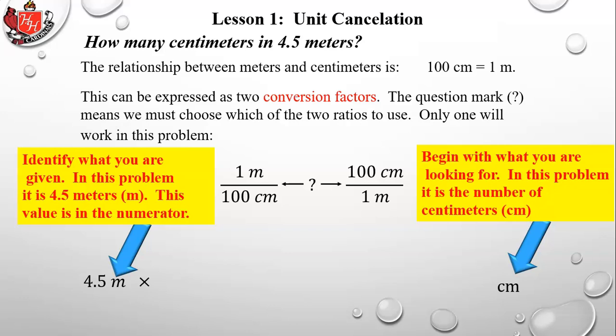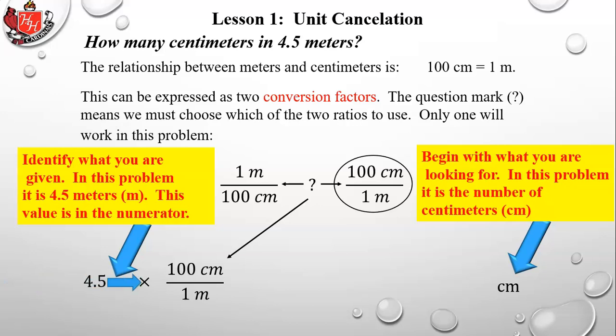So think about it. We need to make meters disappear, cancel out because it doesn't appear in the final answer, and we want centimeters to appear in the final answer. That means we're going to need meters in the denominator and centimeters in the numerator. So we go ahead and take that one of the two. Again, the other one's true, but it doesn't help us in this problem. So there you go. So you have 4.5 meters times 100 centimeters over 1 meter.